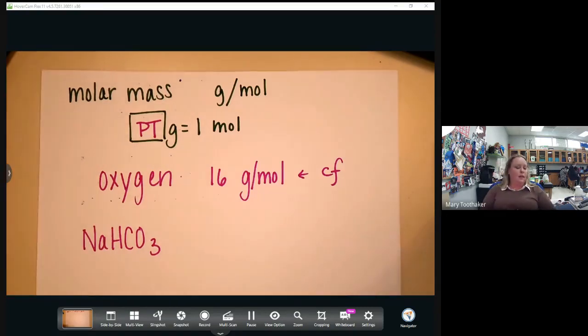What is the molar mass of sodium bicarbonate? How would you calculate that? Calculate. Yep. Well, I mean, unless you can do it in your head.